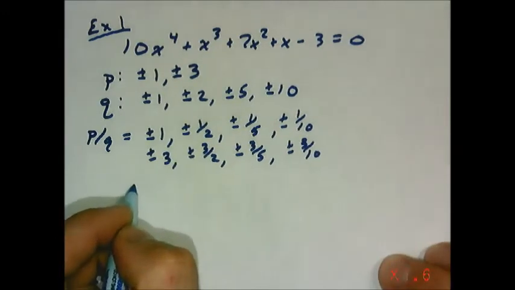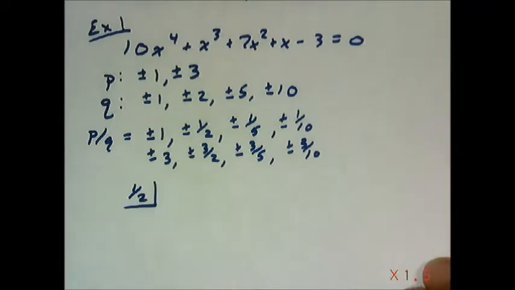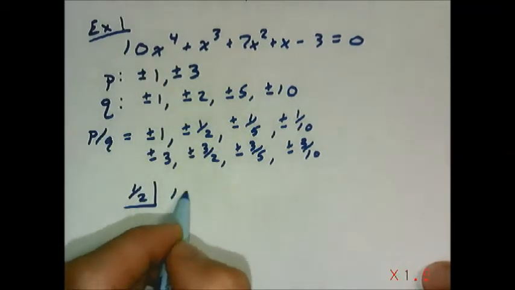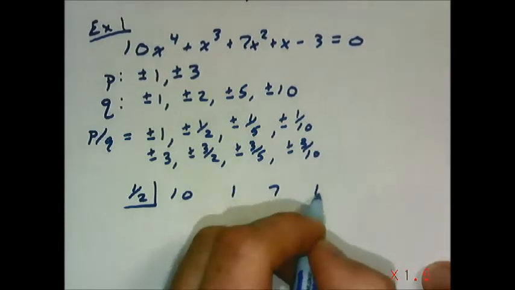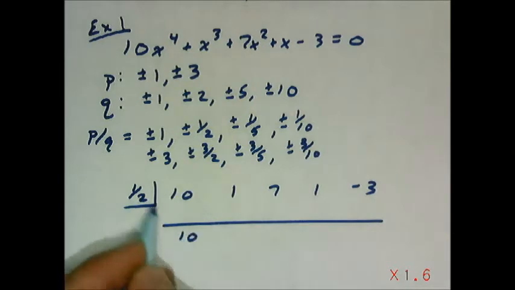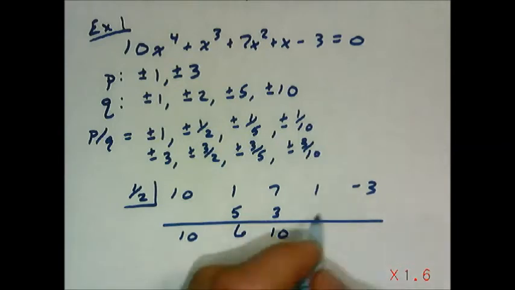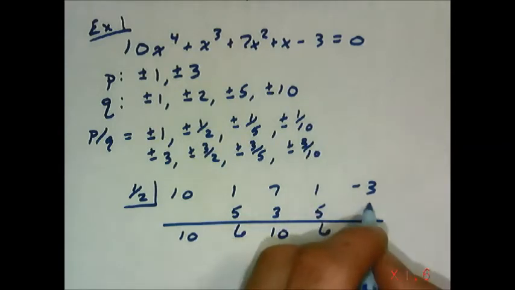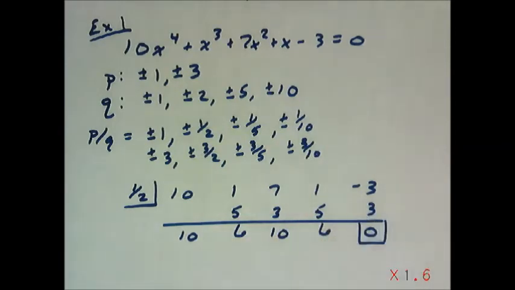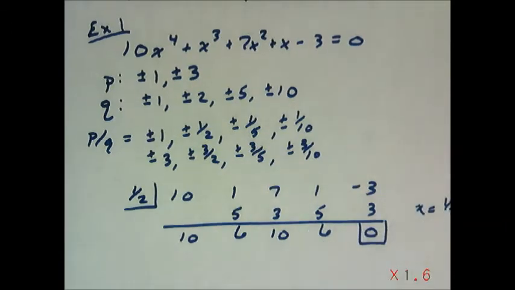I'm going to arbitrarily pick 1/2. So if I take 1/2 and I'm going to plug in my 10, my 1, 7, 1, negative 3, bring down my 10, I have 5, 6, 3, 10, 5, 6, 3, 0. Oh, look at that. On my first try, I got a 0 by just using the 1/2. So I know that x equals 1/2 is one of my solutions.